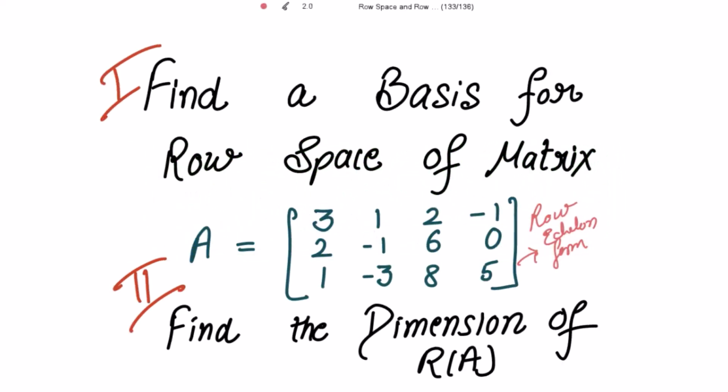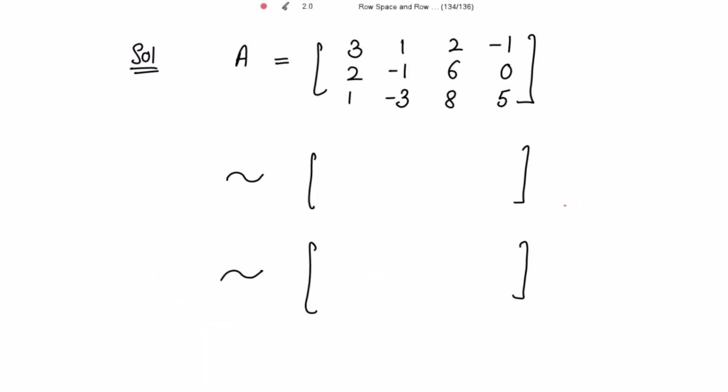We need to find a basis for the row space of this matrix A, and secondly also to find the dimension of the row space of A, right? So before getting on to the basis, we need to change this given matrix into the row echelon form, right? For that, we need to make this first element the leading entry, and that should be 1. So how can I get 1 over here?